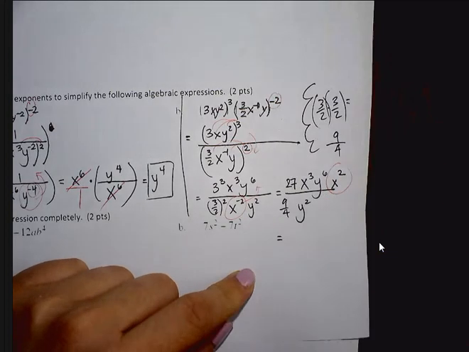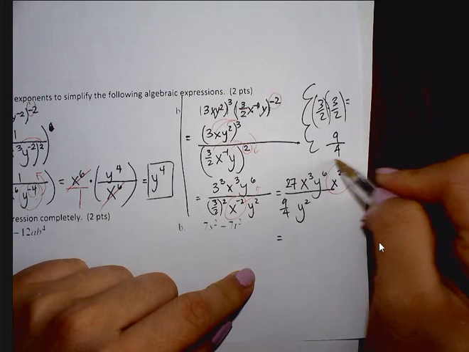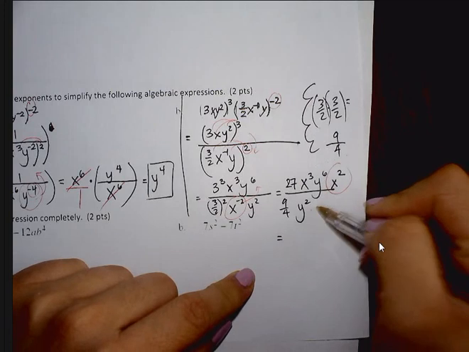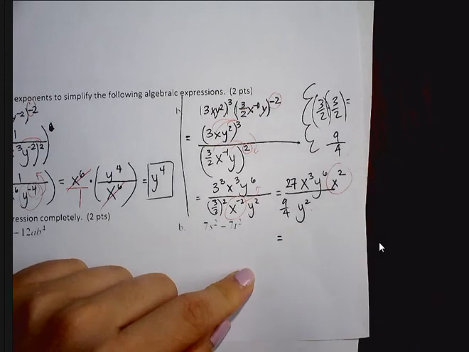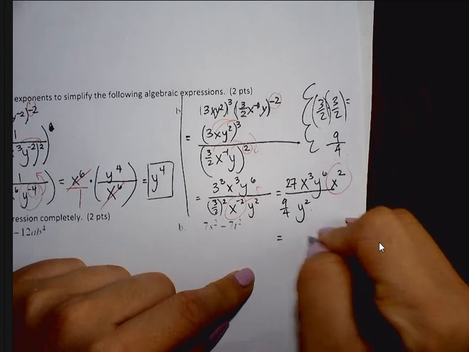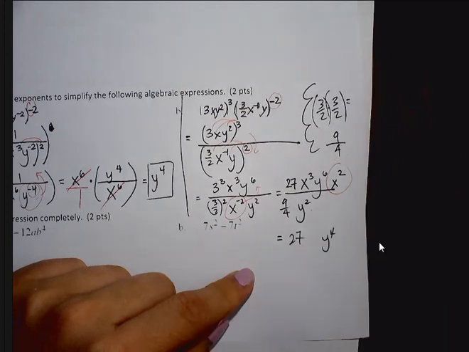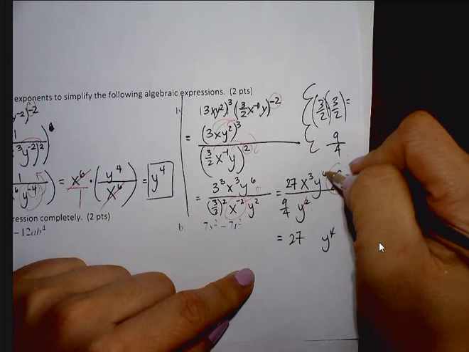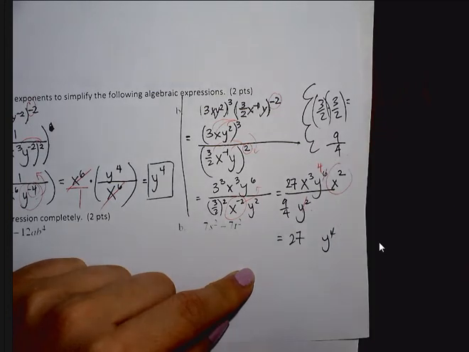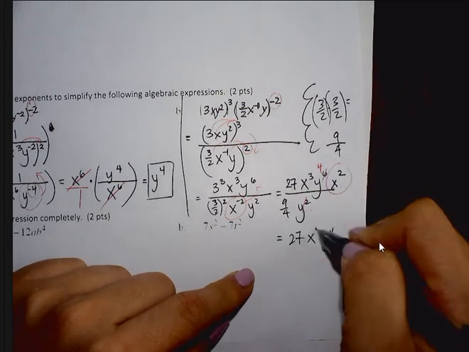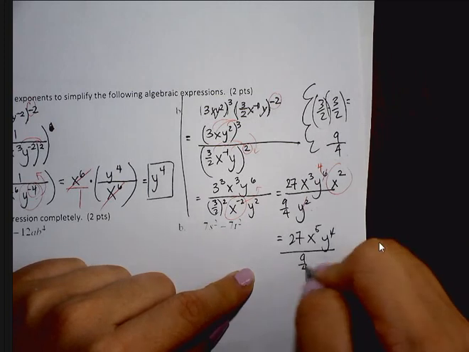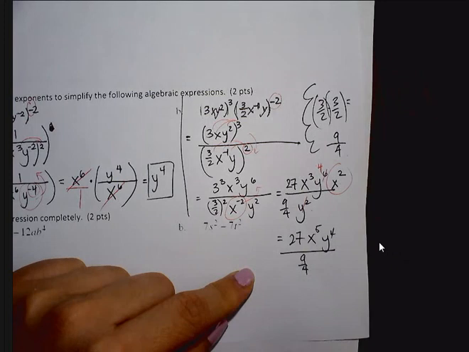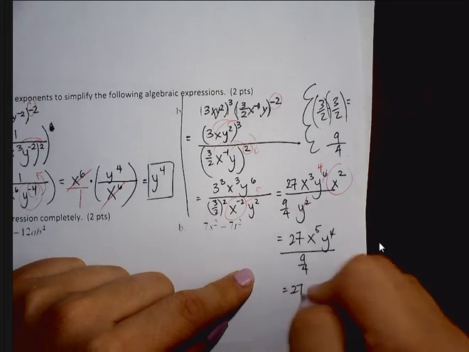If I'm dividing by a fraction, I could copy, change, flip. So I could go ahead and say 27 times x to the 5th, y to the 4th. All of that, copy that, change my division into a multiplication, and flip my 9 over 4 to 4 over 9. Well, 27 divided by 9 is 3 over 1. So I'm going to have 3 times 4, 12. And there's my answer.